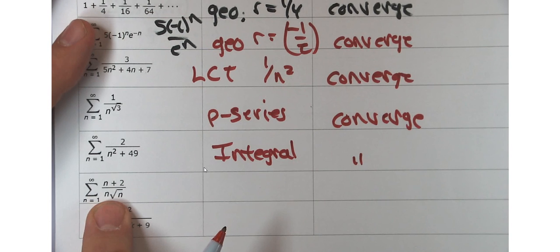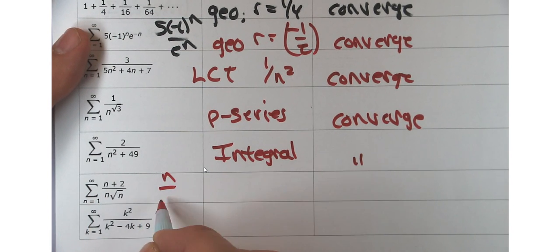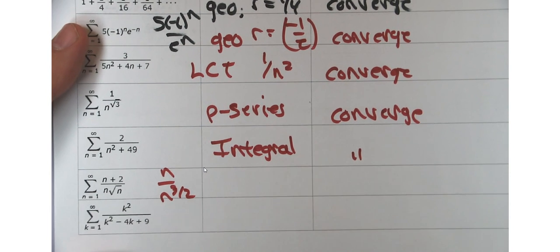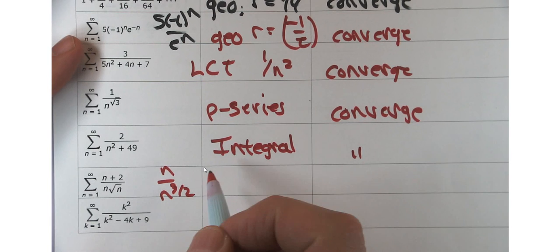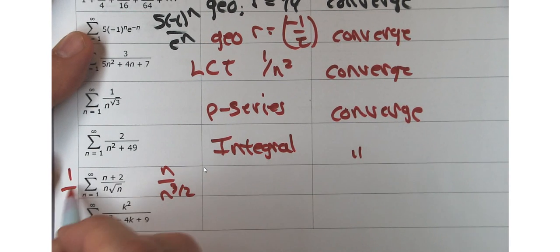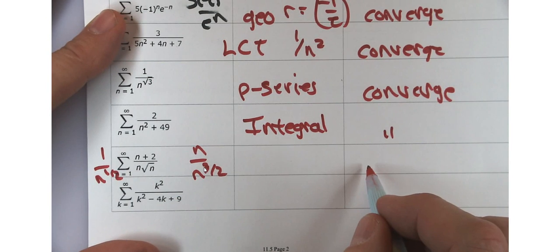This one, the major terms are n over n to the 3/2, and that's going to simplify, right? What's that going to simplify to? It's going to simplify to 1 over n to the 1/2. So that looks like a p-series. I'm thinking it's going to diverge.